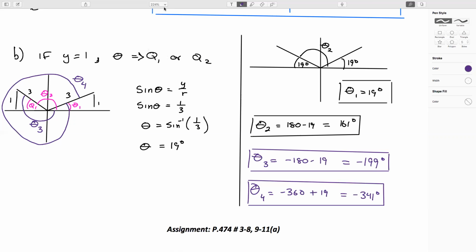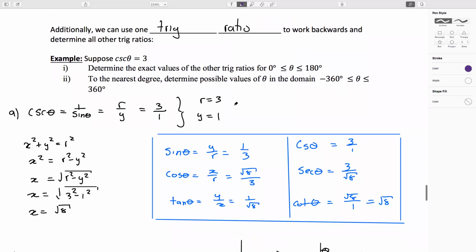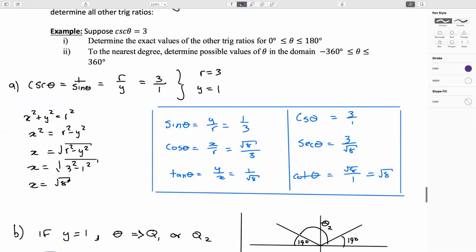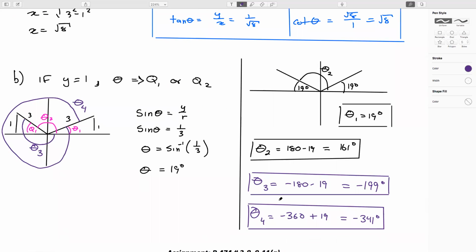So just to kind of rehash what we did. We started by using our trig ratio to figure out what x is. We knew that r is 3 and y is 1 because our ratio is r over y. Then we used Pythagoras for x. We then used the recipes or the formulas for sine, cos, tan, cosecant, secant, cotan to define those trig ratios. Part B, we drew our triangles, knowing the fact that we had to have a y value of 1 and a radius of 3. And that's only possible in quadrants 1 and 2.